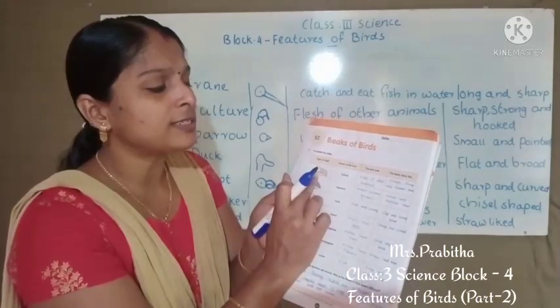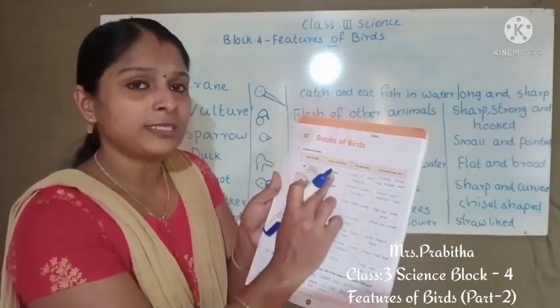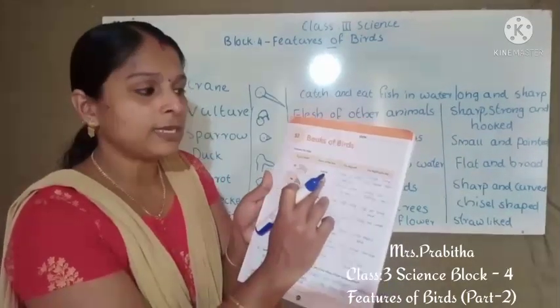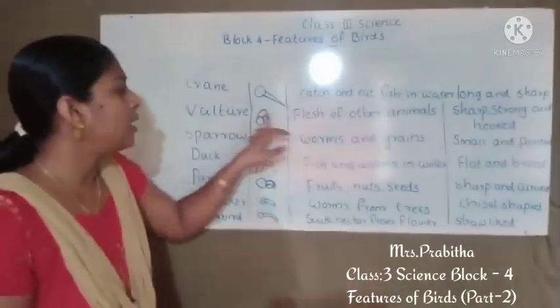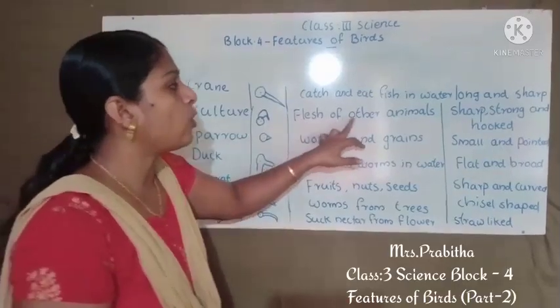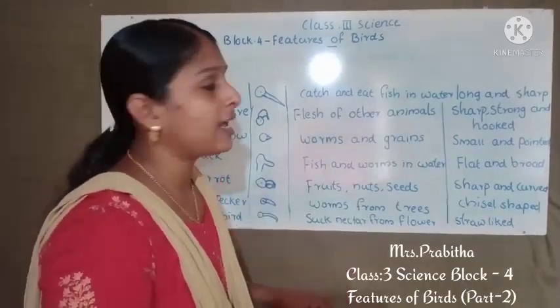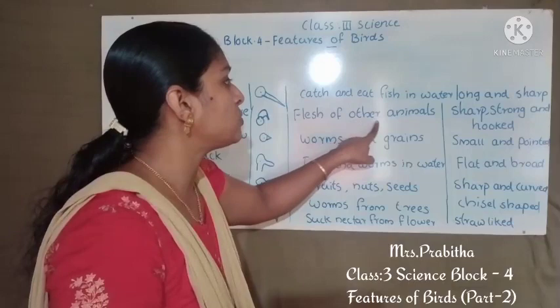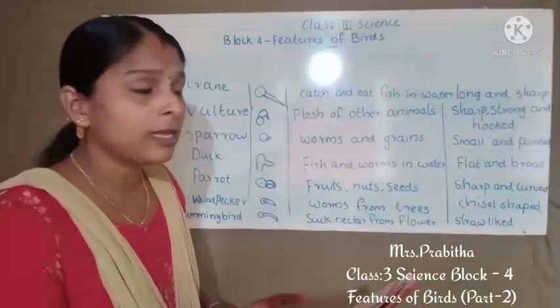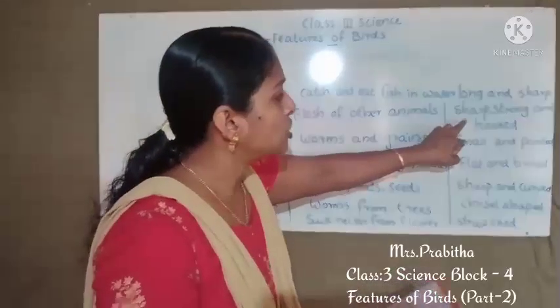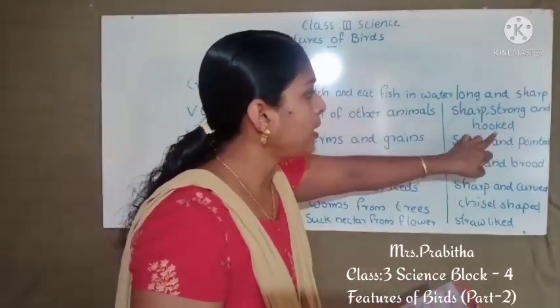Okay, so first question is it is vulture. First bird it is vulture. Okay, then what do these birds eat? Yes, we already studied. Vulture eats flesh of other animals. So everybody write there: Vultures eat flesh of other animals. And how does the beak look like? Yes, its beak looks like sharp, strong and hooked beak.